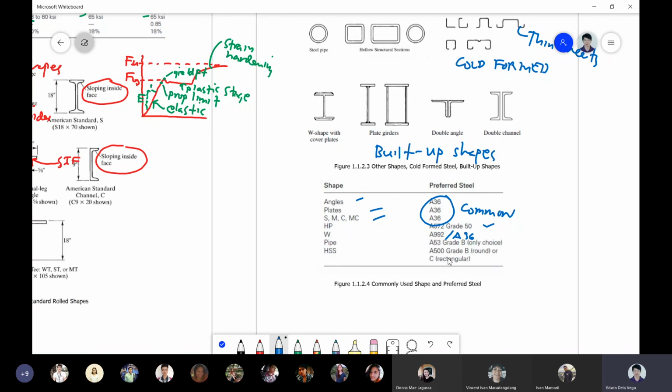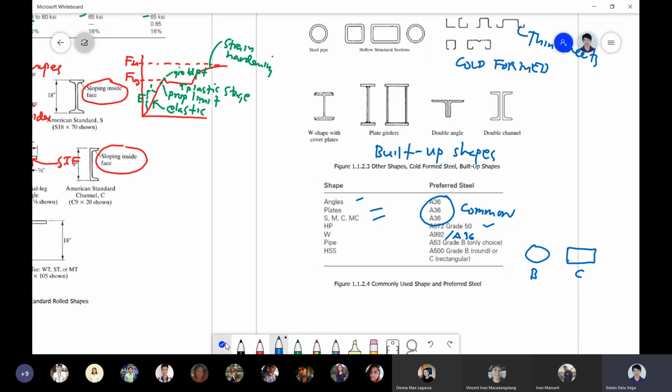So grade B is round, grade C is rectangular shape. So this means the round is stronger than the rectangular. Okay, so if pipes, okay, I have a pipe and then rectangular there. So this is grade B and this is grade C. Okay, but they are both A500. Okay, also you have an A53 pipe, grade B as the only choice.